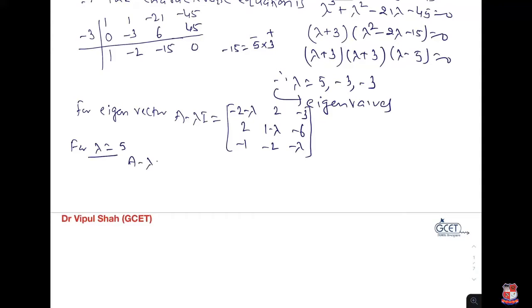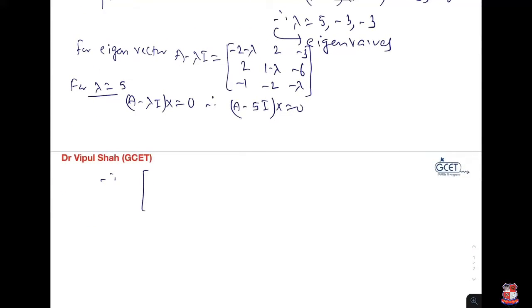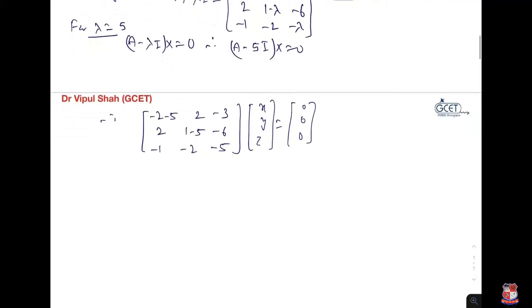So (A minus lambda I)x is 0. So (A minus 5I)x equal to 0, and therefore minus 2, now lambda is 5, so here we need to put 5. So minus 5, 2, minus 3, 2, 1 minus 5, minus 6, minus 1, minus 2, minus 5, times x, y, z, equal to 0, 0, 0. So we are having, this is nothing but minus 7, this is nothing but minus 4.